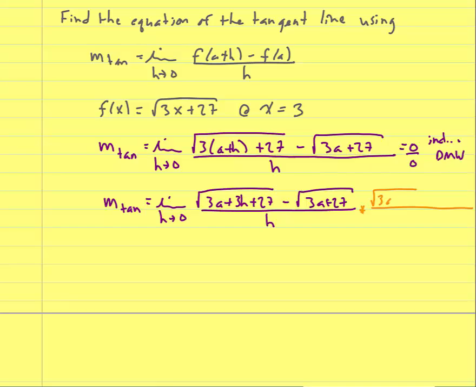So the square root of 3a plus 3h plus 27 plus the square root of 3a plus 27, and then the denominator will be the same. Now what makes this the conjugate is this plus sign right here, because up here I had a negative, and the conjugate would switch it to a positive. Now the reason we do this is when I multiply this out, the first, outsides and insides, lasts.